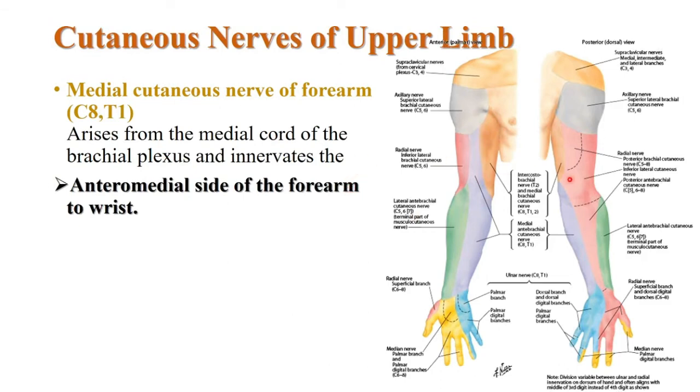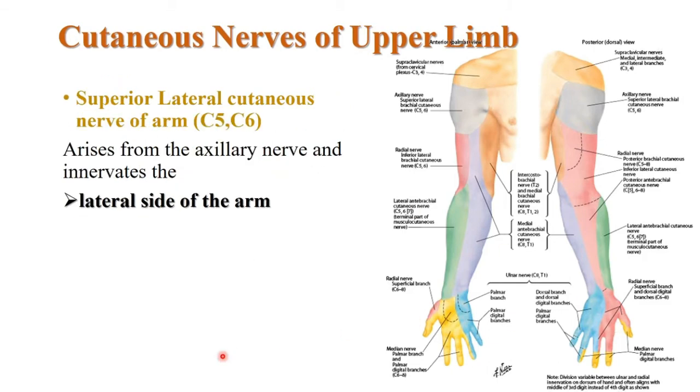Then there is the medial cutaneous nerve of forearm, shown here. This medial cutaneous nerve of forearm is again a branch of the medial cord of the brachial plexus, and it is innervating the anterior medial aspect of the forearm up to the wrist. Here you can see this purple or bluish color indicating the medial cutaneous nerve of forearm supply up to the wrist.